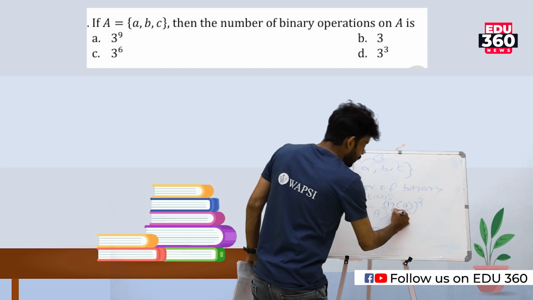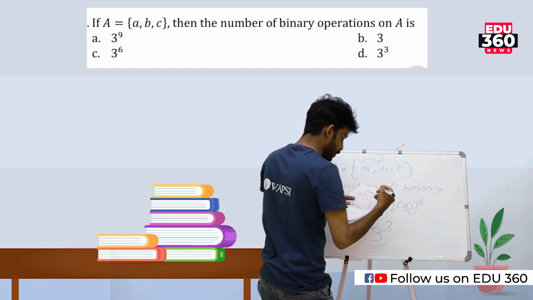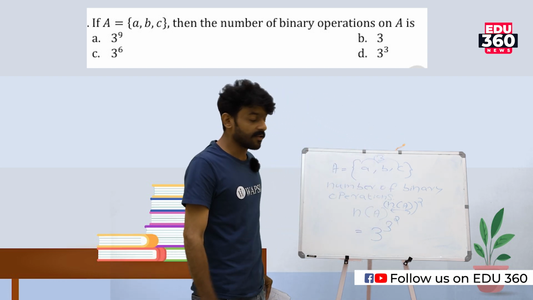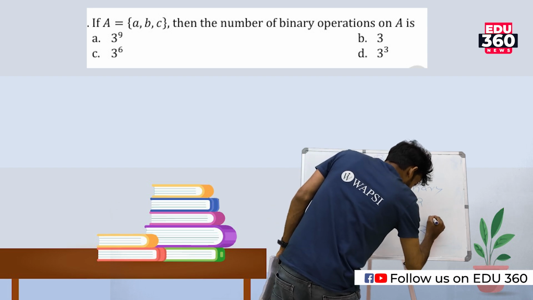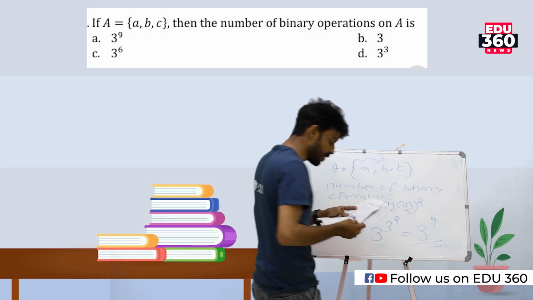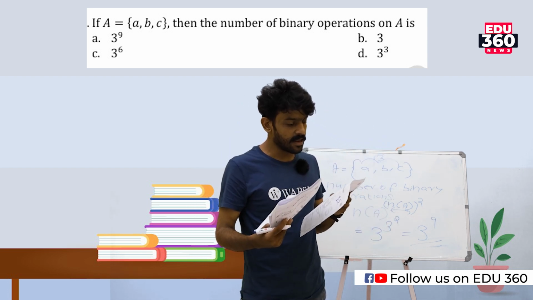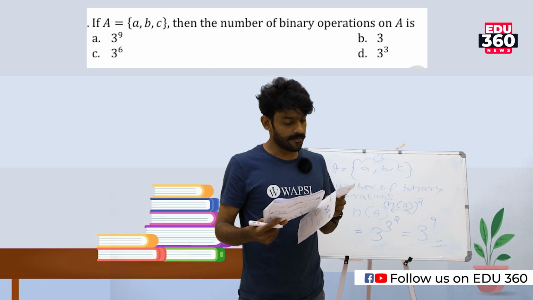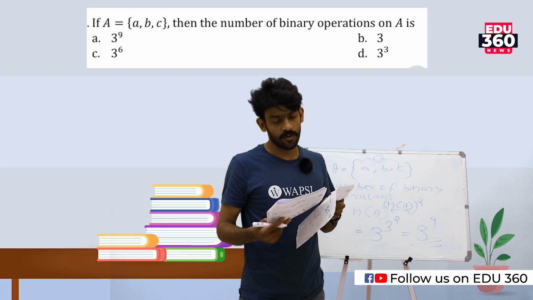So n(A) is 3, which gives 3 raised to 3 squared. We know that 3 squared is 9, so it will become 3 raised to 9. 3 raised to 9 is the final answer. Going through the options, we can see that 3 raised to 9 is the first option, so the first option is the correct answer for this question.